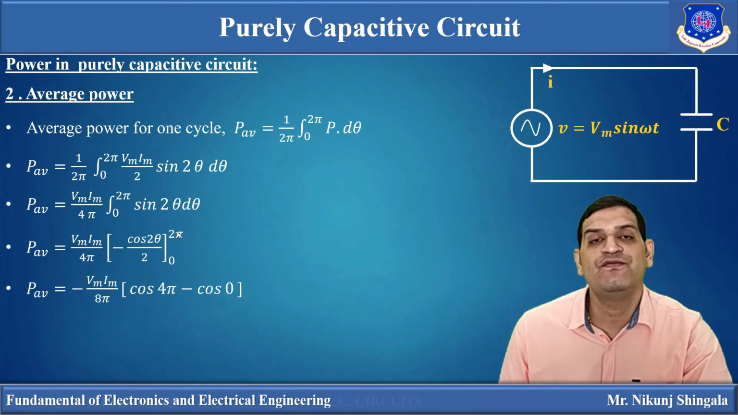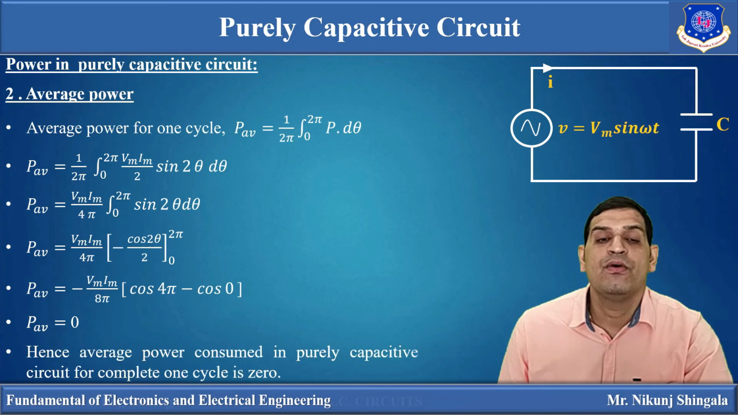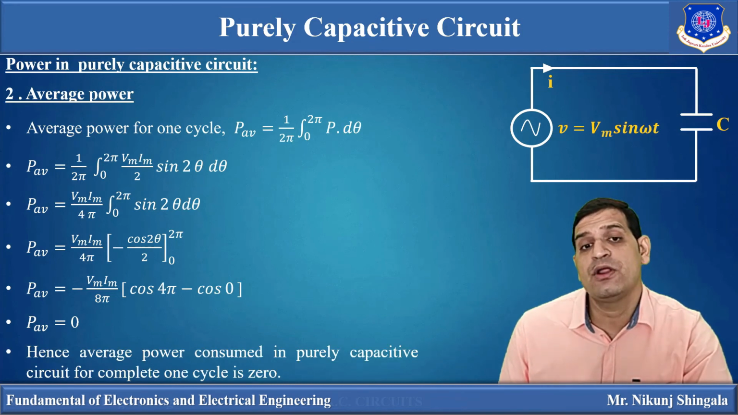Now putting the value of limit and taking the negative sign outside, we can write P average is equal to minus Vm Im divided by 8 pi, in bracket, cos 4 pi minus cos 0. Now both these values are equal, so we get P average is equal to 0. So hence, what is the conclusion? Average power consumed in a purely capacitive circuit for a complete one cycle is 0.